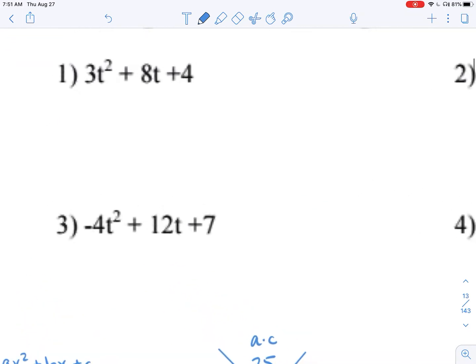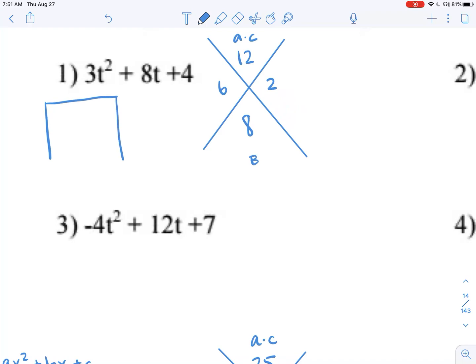So let's look here and do the same thing. I'm going to start out with the big X. At the top we're going to do A times C, at the bottom we're going to do B. 3 times 4 is 12, and 8 at the bottom. What two factors of 12 add to give me 8? It's going to be 6 and 2. I'm going to take them over here and put them into the box.